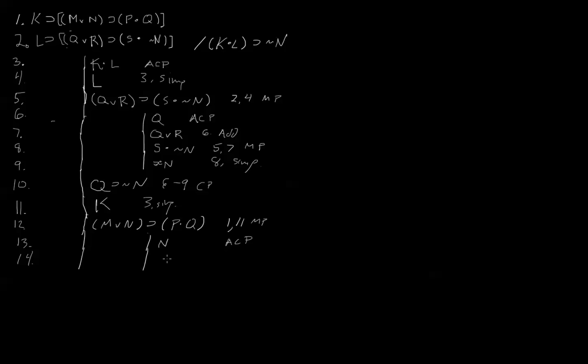N, we can say N or M from 13 addition. Then, this is step 15, we are going to do M or N from 14 commutation, then 16. If you're getting a hint of this, go ahead and do it. Pause it, do it. P and Q. This comes from 12 and 15 modus ponens, 17.